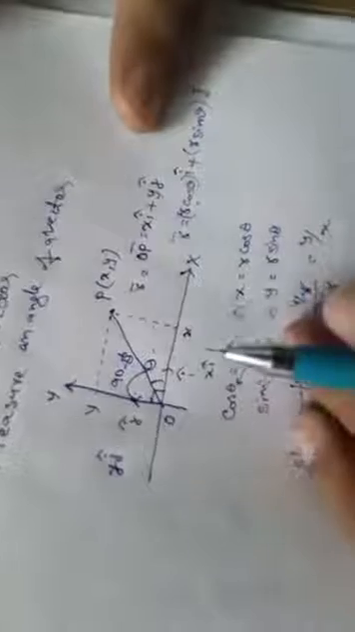This is total 90 degrees, right? So total 90 degrees in the sense, what we have to do? 90 minus this angle, if you do, you will get the angle made by the y-axis, that is 90 minus theta. So first of all you find the angle made with the x-axis, then you subtract it from 90 degrees, then you will get the angle made with the y-axis.